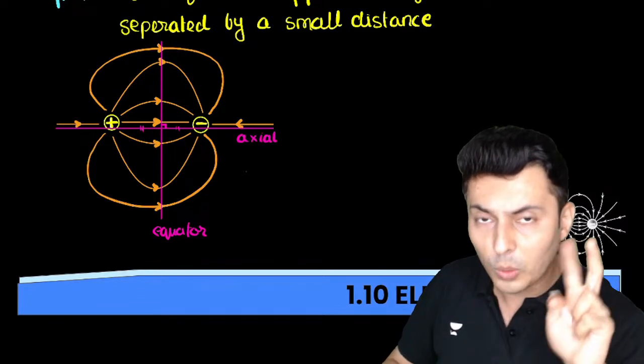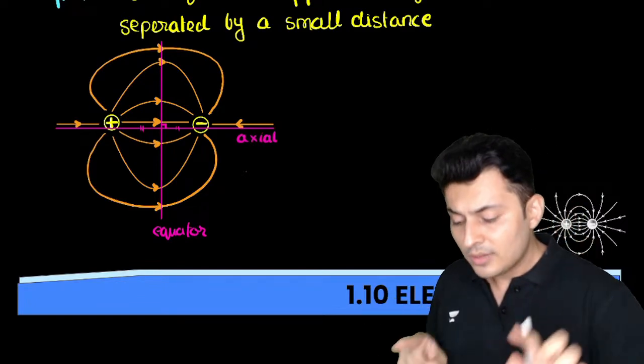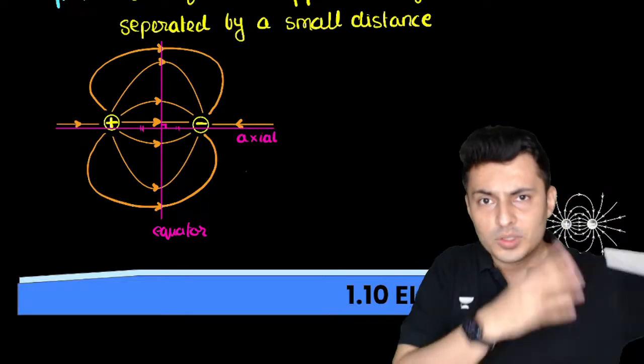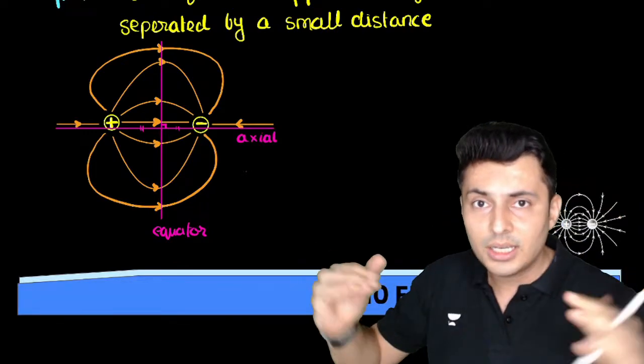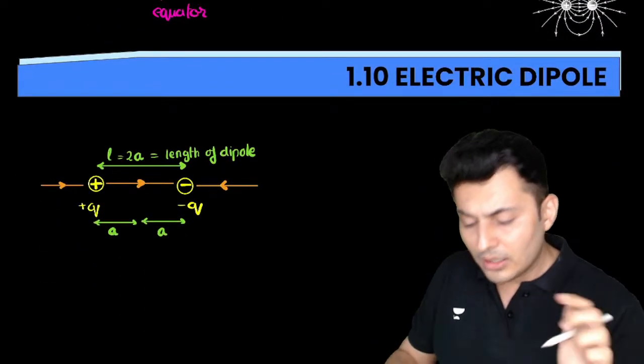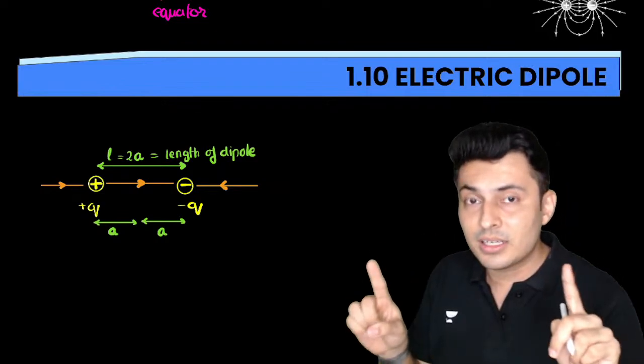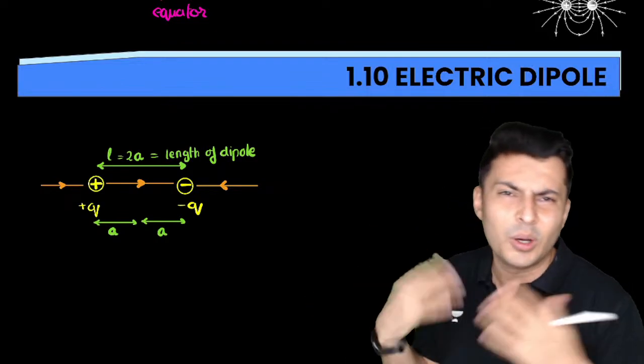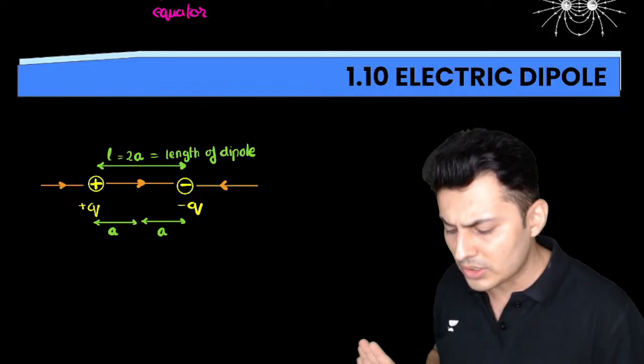Dipole means two equal and opposite charges, same magnitude. Field lines go from positive to negative. There is an axial line, there is an equatorial line. The charges are Q and minus Q. The length of the dipole is 2A or L or D, whatever name you want to use.